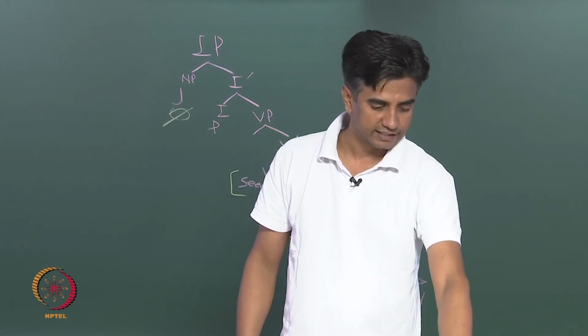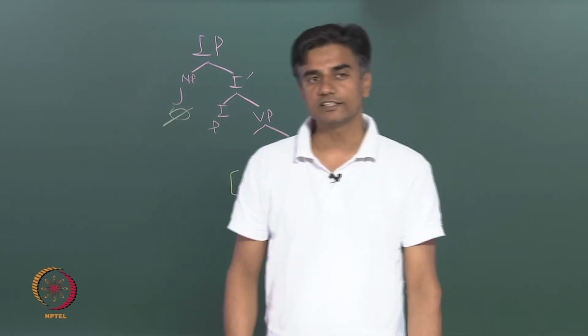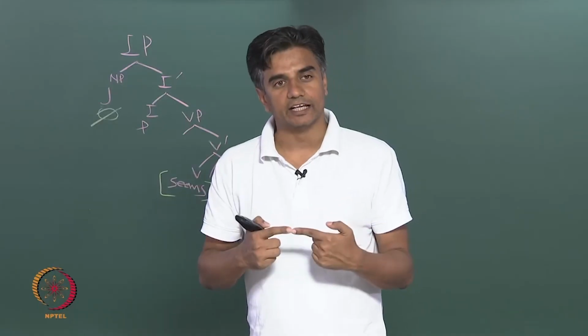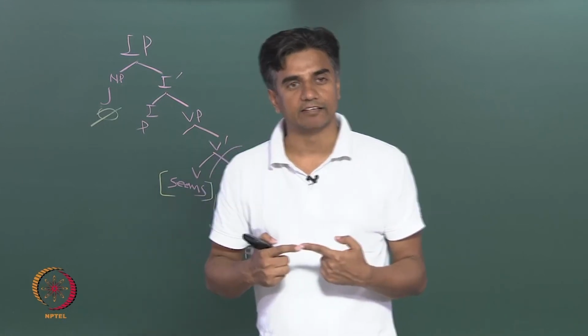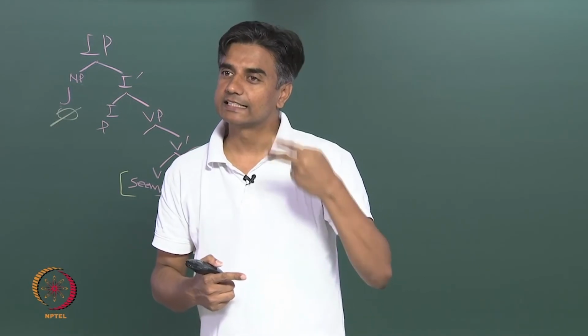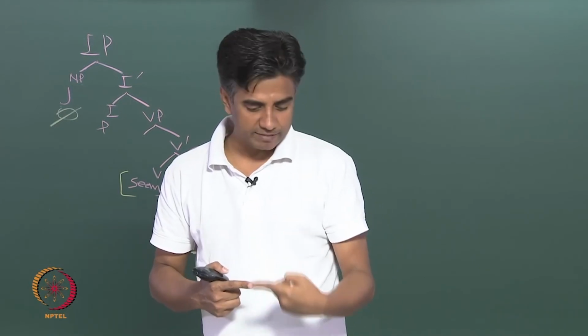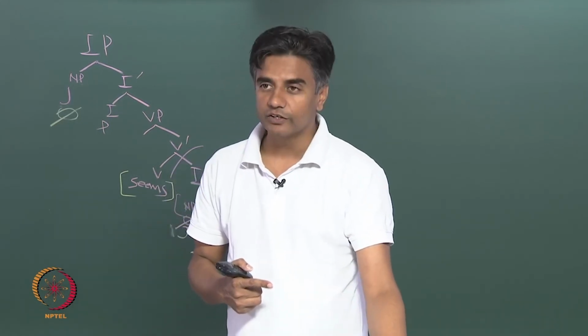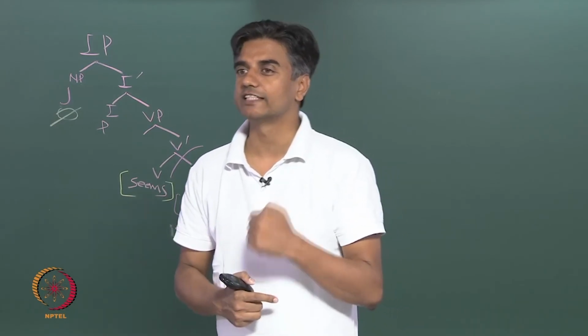Look at the third sentence that I have. Third one. I'm sorry, I don't have numbers there. It seems that John is angry. Do you see that? It seems that John is angry. So semantically speaking, John seems to be angry, and it seems that John is angry. Both are the same. Are they? Syntactically, what's the difference between the two sentences? Particularly look at the third sentence now.